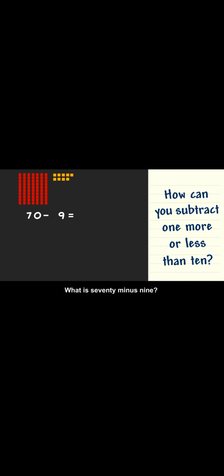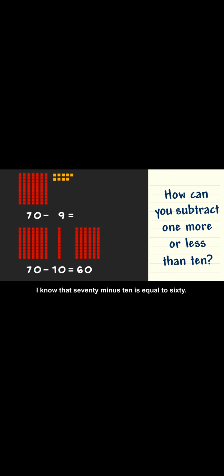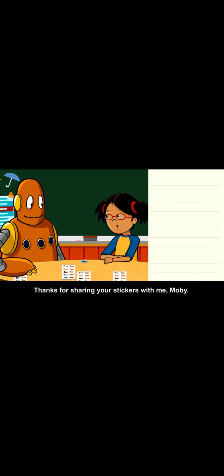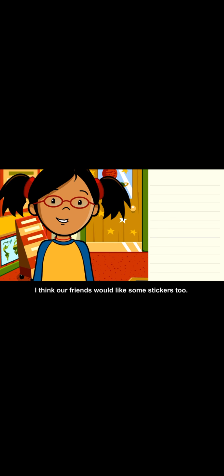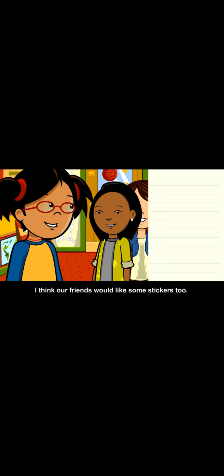What is 70 minus 9? I know that 70 minus 10 is equal to 60, but we're subtracting 9. So the difference is 1 more. 70 minus 9 is equal to 61. Thanks for sharing your stickers with me, Moby. I think our friends would like some stickers too.